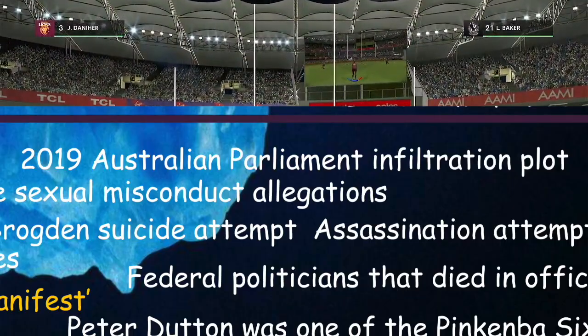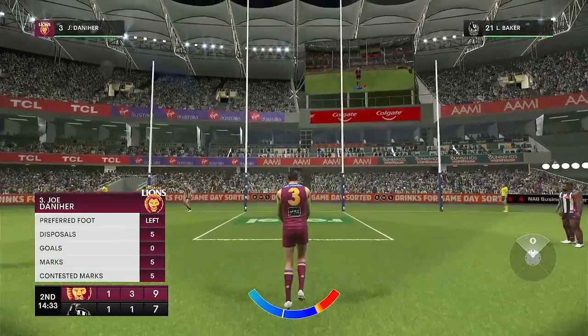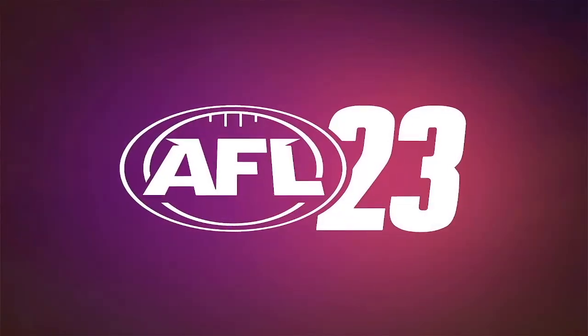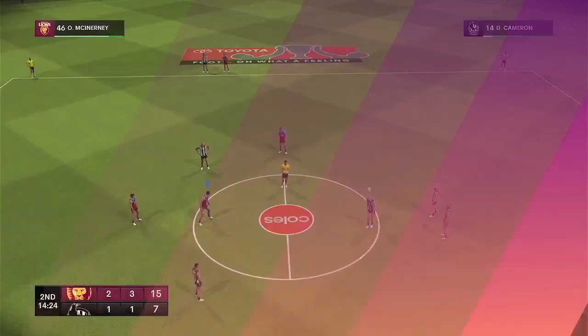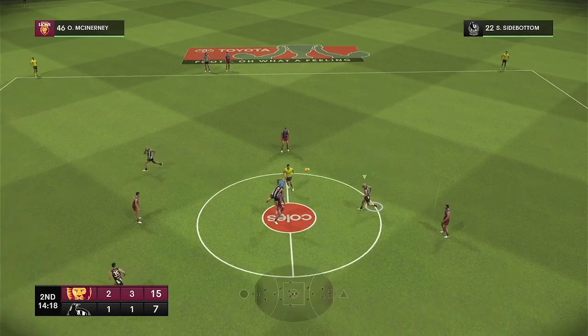The 2019 Australian Parliament infiltration plot. In November 2019, Wang Li-Zhang, a self-proclaimed Chinese spy, defected to Australia, alleging a Beijing-orchestrated plot to infiltrate the Australian Parliament. He claimed to have worked for a Hong Kong-based front company, China Innovation Investment Limited, tasked with manipulating elections and installing pro-China figures.